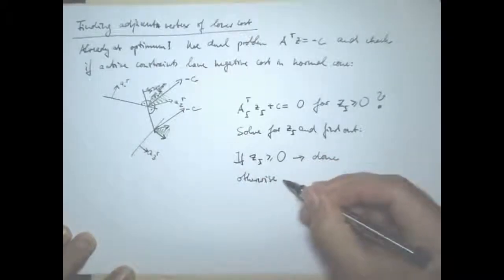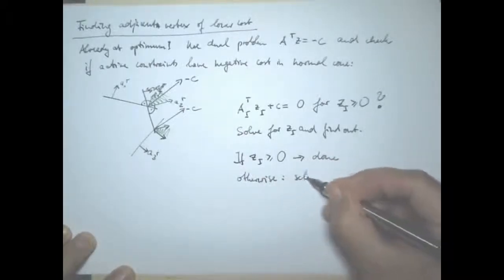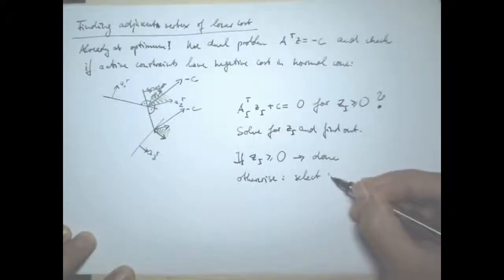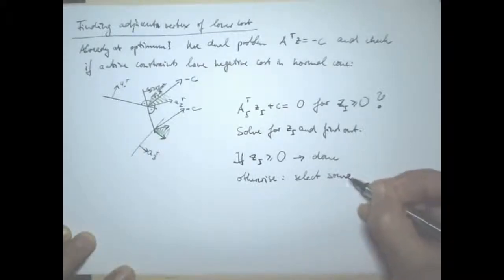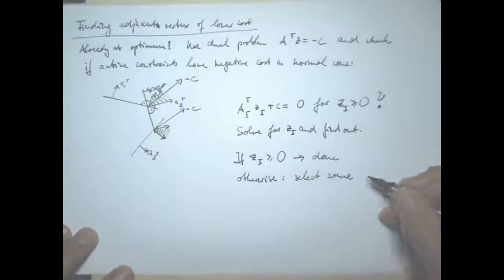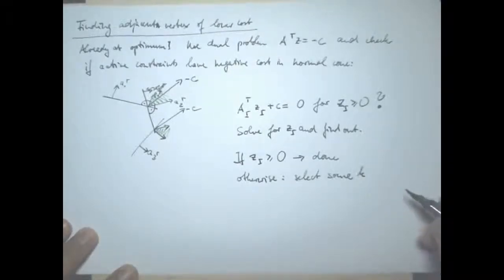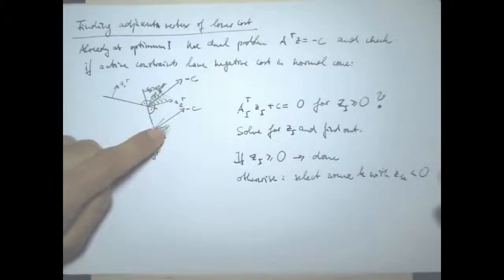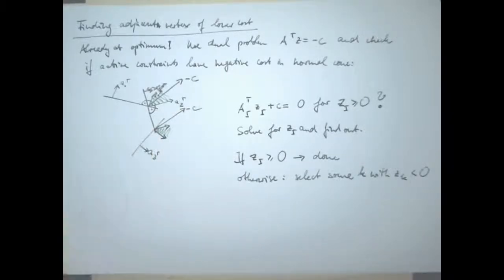Namely, otherwise, we select one of the directions. So we select some k which was not yet in order, with zk less than 0. So we're picking a constraint that was lying on the wrong side of our coefficient vector. So let's look at this example here.